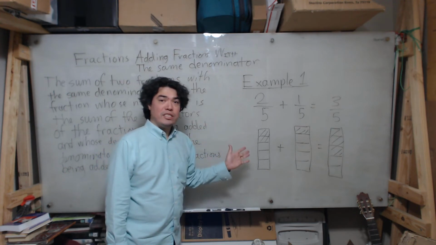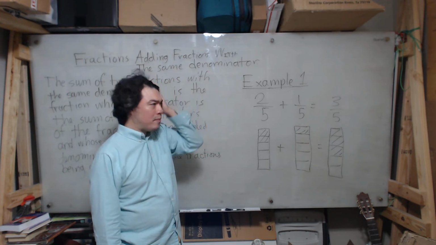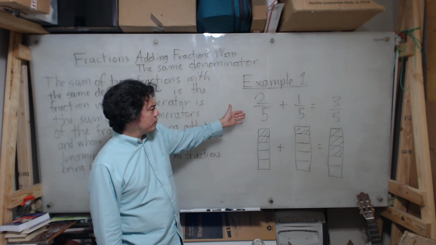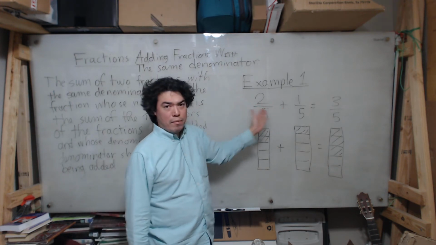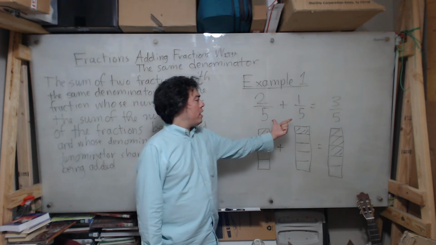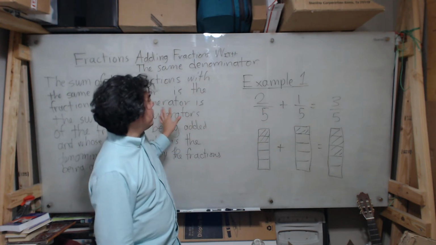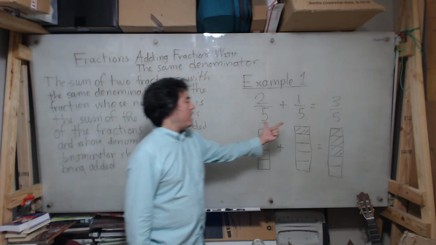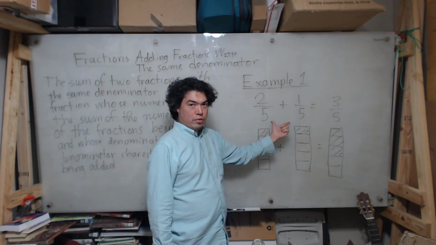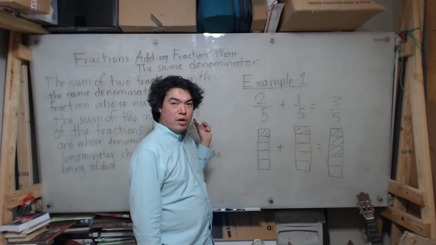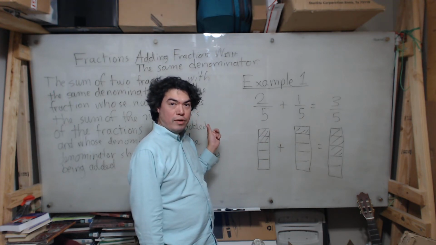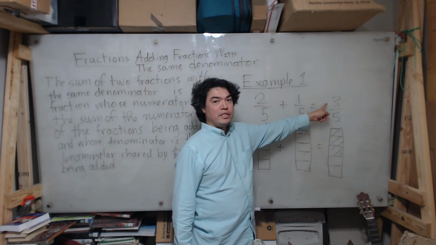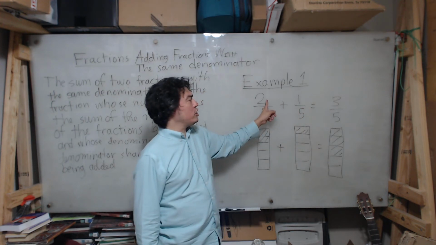This example is very simple, and it's going to show you what's happening. If I have the fraction 2/5 and I have the fraction 1/5 and I'm adding them, well, does this rule that we just discussed apply? It does. Why? Because they have the same denominator. So what is the sum of two fractions with the same denominator? It is the fraction whose numerator is the sum of the numerators of the fractions being added.